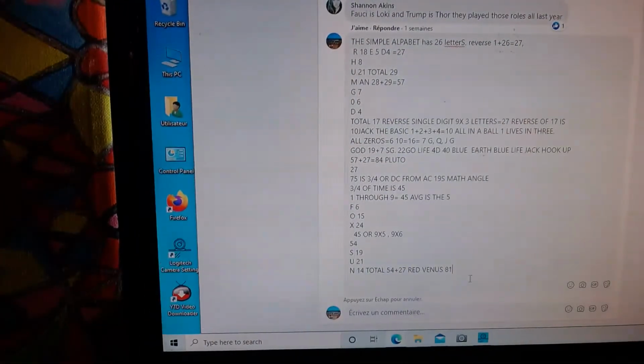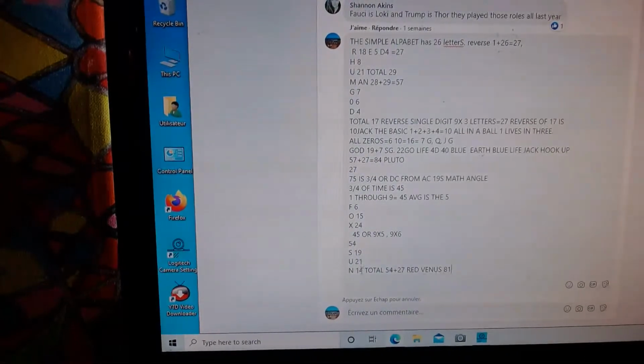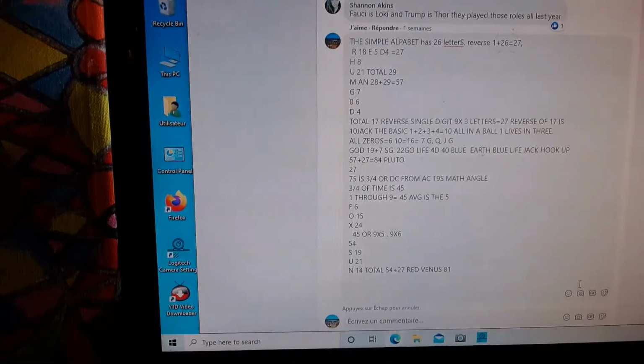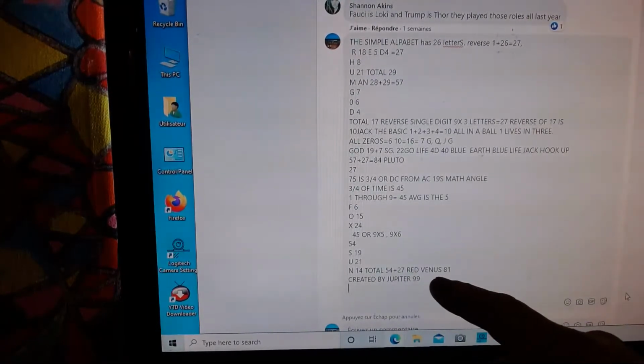Anyways, let me get back to what I was writing over there. No, let's finish that Venus part, okay? Which brings us to red Venus 81. Okay, so now that red Venus 81 is created by Jupiter.